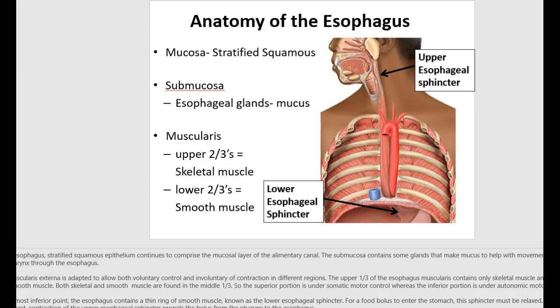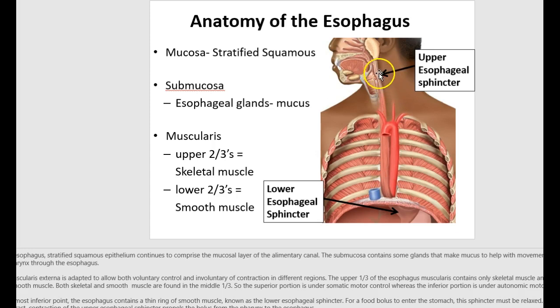And the muscularis externa is highly adapted to allow both voluntary control and involuntary control of muscle contraction, depending on what region. So the upper 1/3 of the esophagus, in the muscularis, there's only skeletal muscle. In the lower 1/3, there's only smooth muscle. But in the middle, there's both skeletal muscle and smooth muscle. So the superior region is under voluntary somatic control, whereas the inferior most region is under only autonomic motor control. It's kind of interesting.